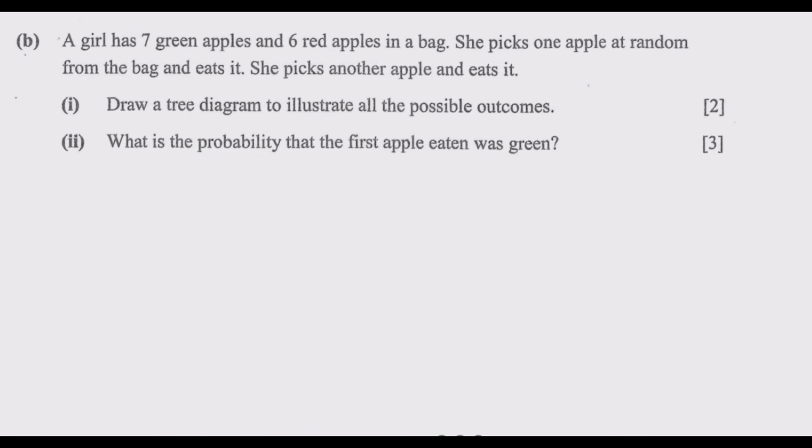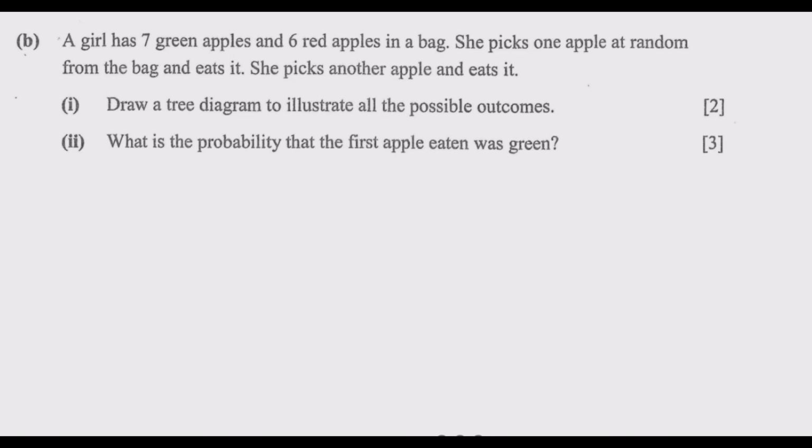Question B. A girl has 7 green apples and 6 red apples in a bag. She picks one apple at random from the bag and eats it. She picks another apple and eats it. Part 1: draw a tree diagram to illustrate all the possible outcomes.